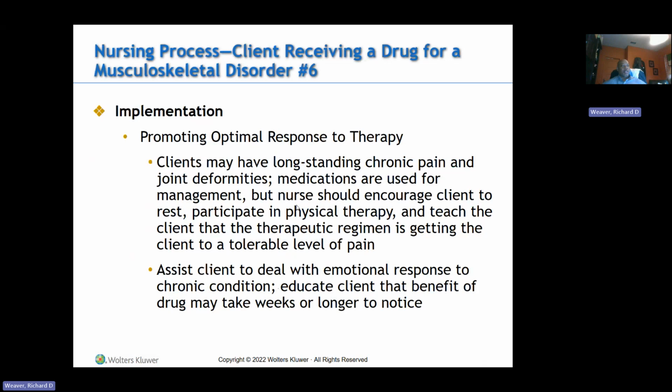All right. Clients assist clients to deal with emotional response to chronic conditions. There's a heavy emotional response in these types of patients because they have this condition day in and day out, and probably for the rest of their lives. Educate client that benefit of drug may take weeks or longer to notice. So some patients might be a little impatient, and so you have to let them know, hey, this may take a few weeks, a few months, and so don't be discouraged.